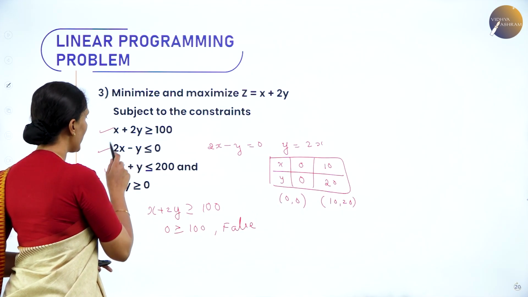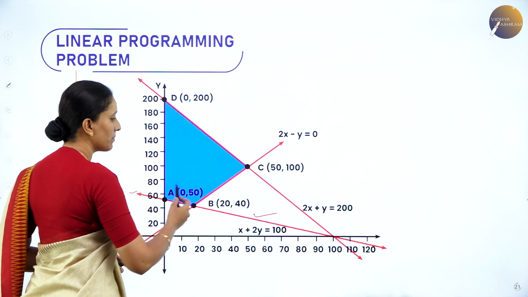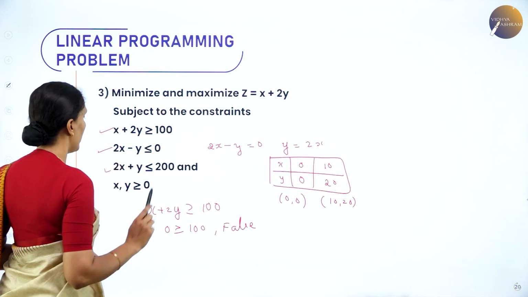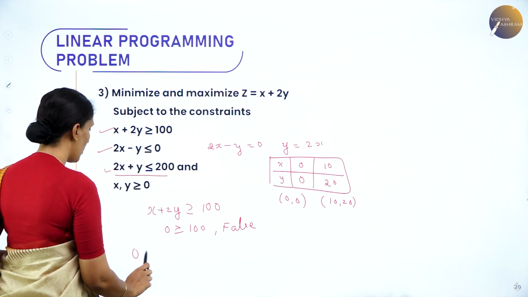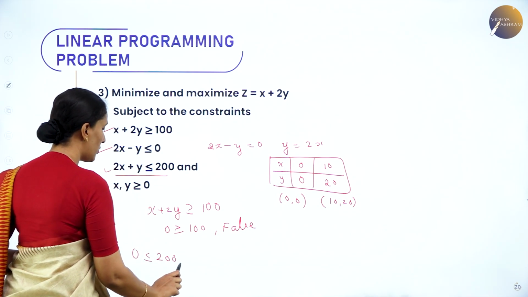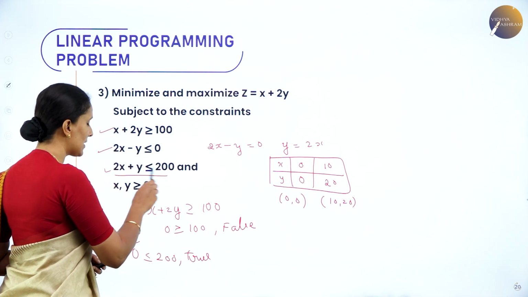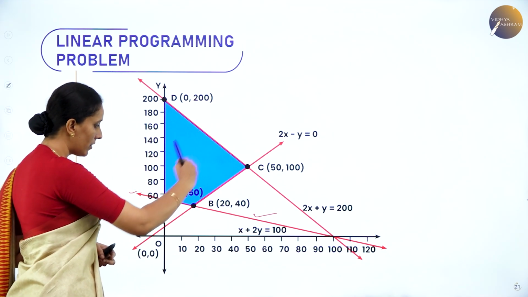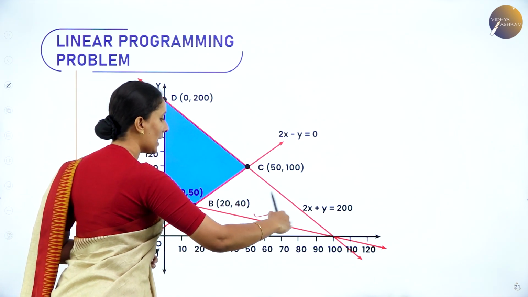Next, we have 2x minus y less than or equal to 0. Obviously, we have this line as 2x minus y is equal to 0. The region behind this will act as a solution. Next, we have 2x plus y less than or equal to 200, and here we get 0 less than or equal to 200, which is a true statement. That means the region which contains 0 is the solution for this line. So this is the line 2x plus y is equal to 200. This region contains 0, so the solution region will be behind the line.